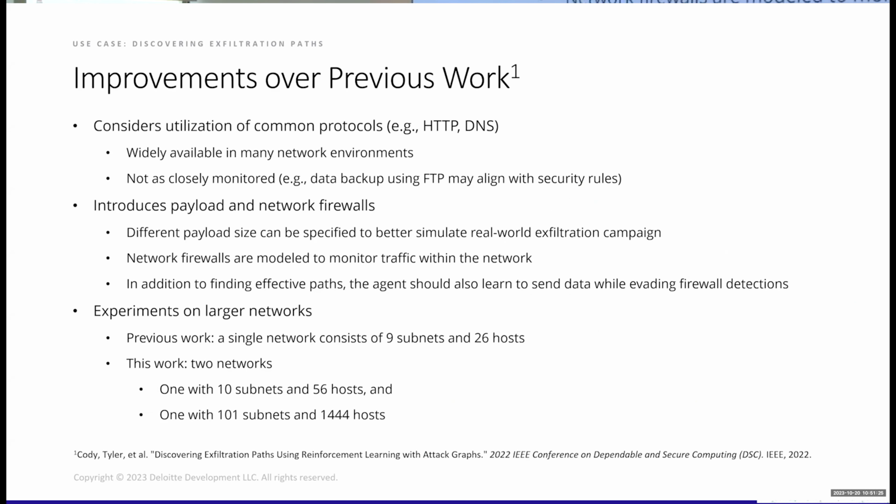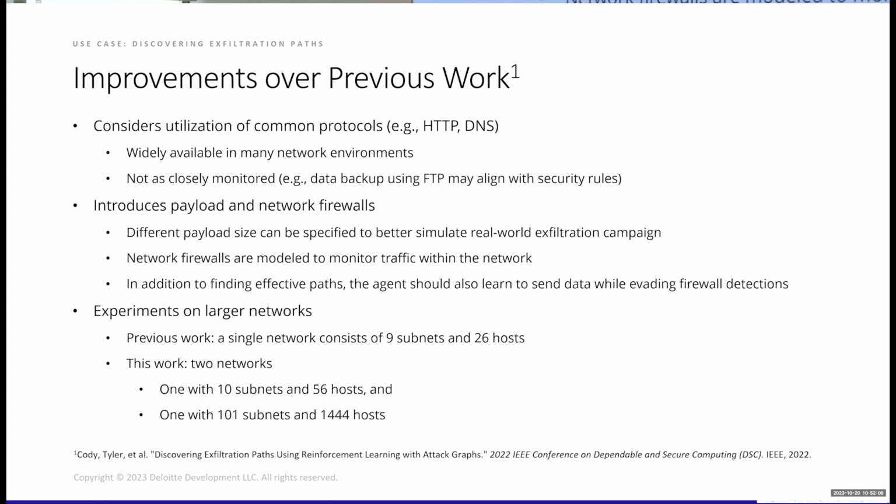So what are the key improvements over previous studies? Here we specifically focused on protocol. The previous exfiltration study focused only on the path from one host to another. Here we're not just considering the nodes, but also the protocols on those nodes. We also introduced the payload and the firewall concept, so that it will penalize aggressive uploading or exfiltration behavior. So the agent needs to figure out a way to trick the existing system.